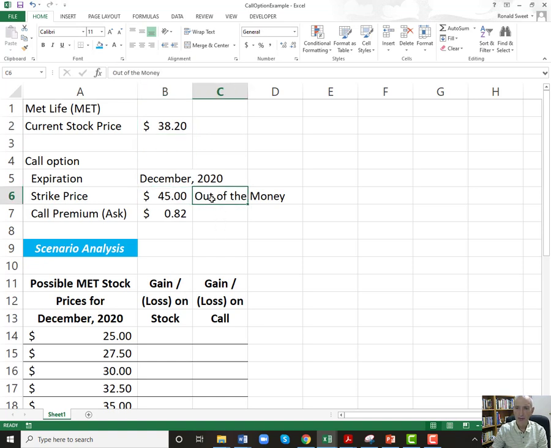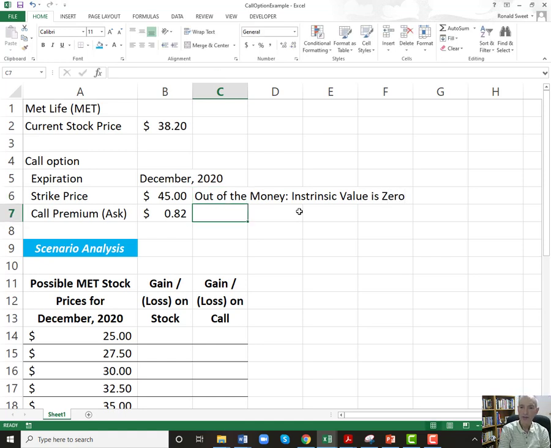That's what out of the money means. If we'd done a strike price of $35, we would have been in the money, because we would have executed the option today to buy the stock for $35 if it was trading for $38. But our strike is $45. Another way we know it's out of the money is that its intrinsic value is 0.